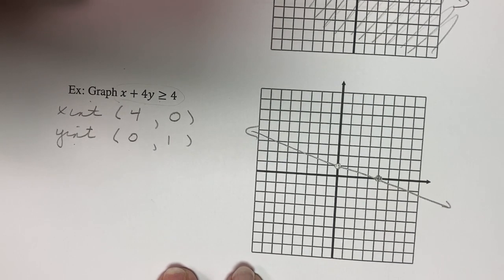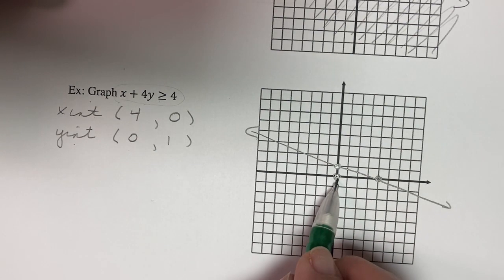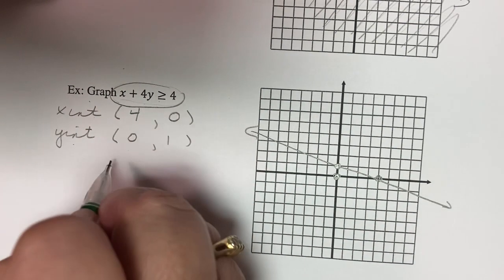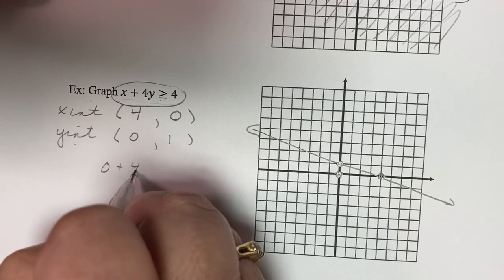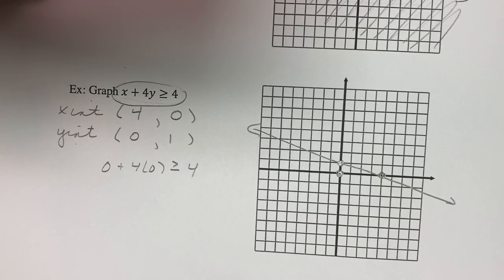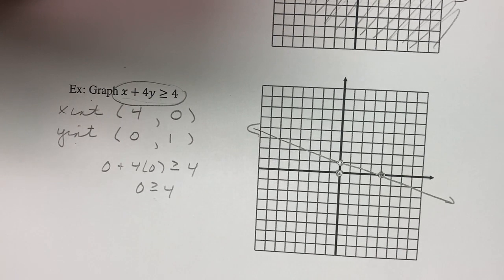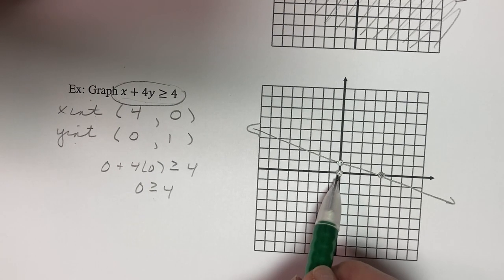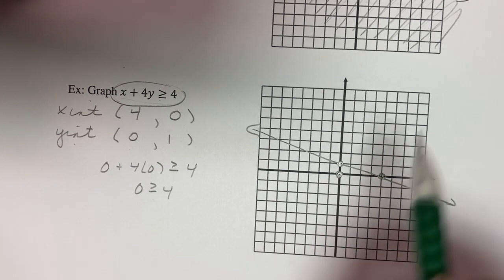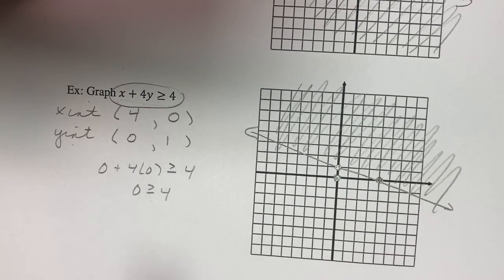Now we have to decide where to shade. Well, again, (0, 0) is a really nice test point. So I'm going to go to my inequality, and plug 0 in for x and 0 in for y. Well, this says 0 is greater than or equal to 4. That's false. So that means that this is not the correct side of the line. This is not part of the solution, which means you shade the other side of the line.